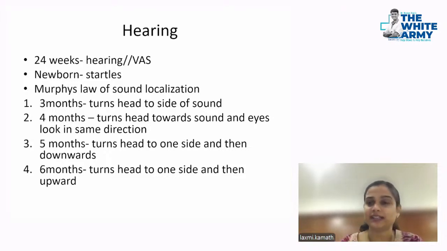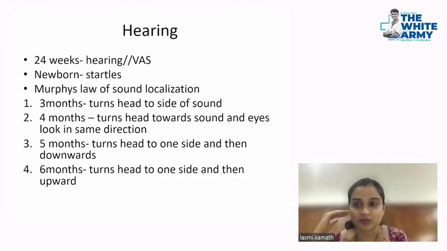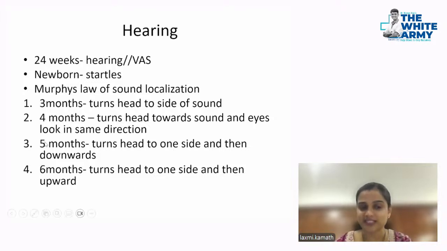At 3 months, the child turns to the side of the sound. At 4 months, it turns towards the sound, and even the eyes follow it in the same direction. At 5 months, it turns towards one side, and if the source of sound is below the ear, then the eyes move towards that source. So the downward localization comes around 5 months. The upward localization: if any sound is produced above the level of the ear, it tries to track it at 6 months. So the downward localization always precedes the upward localization.